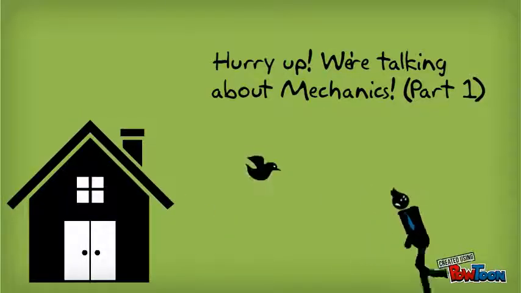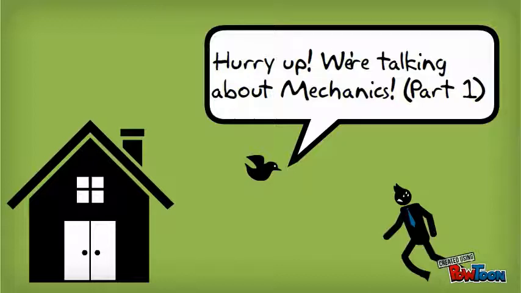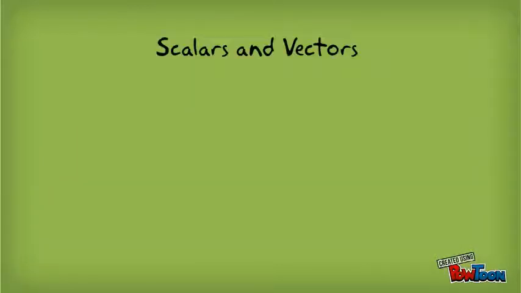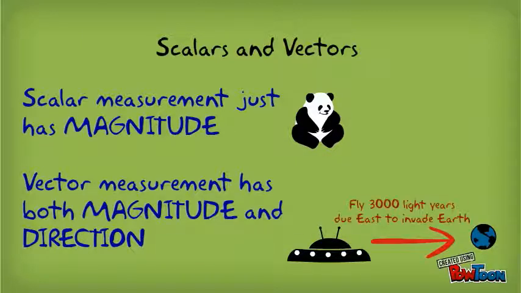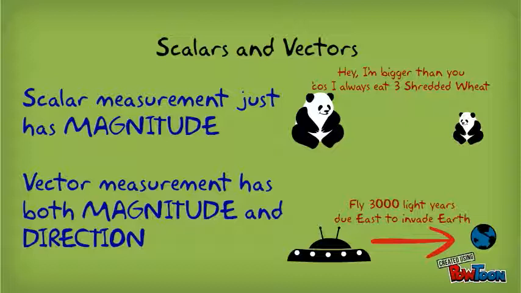In this presentation we're looking at mechanics. The first thing we're starting off with is the difference between scalar and vector quantities. They both have magnitude, but the difference is that the vector quantity has a direction. So if the spaceship's going to invade Earth, it needs to know not just what distance it needs to travel, but also the direction of its travel.